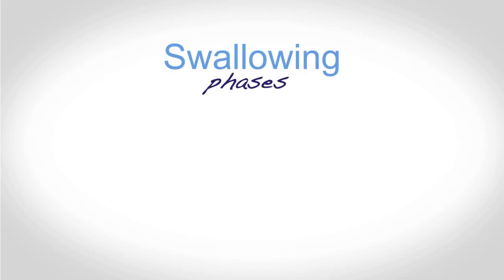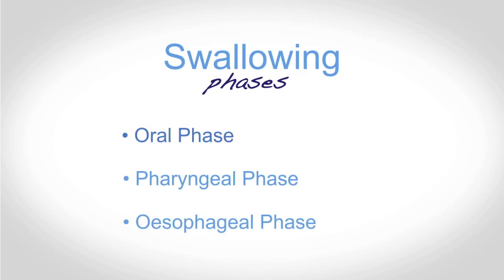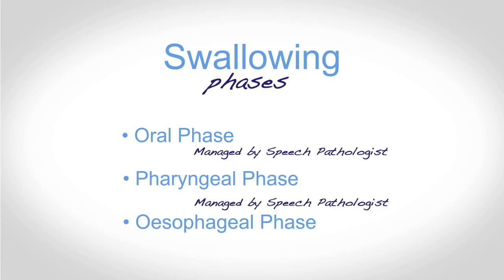For the purpose of this presentation, the swallow is broken into 3 main phases: the oral phase, the pharyngeal phase, and the esophageal phase. A speech pathologist will predominantly manage issues in the oral and pharyngeal phases, whilst the esophageal phase is usually managed by the medical team.